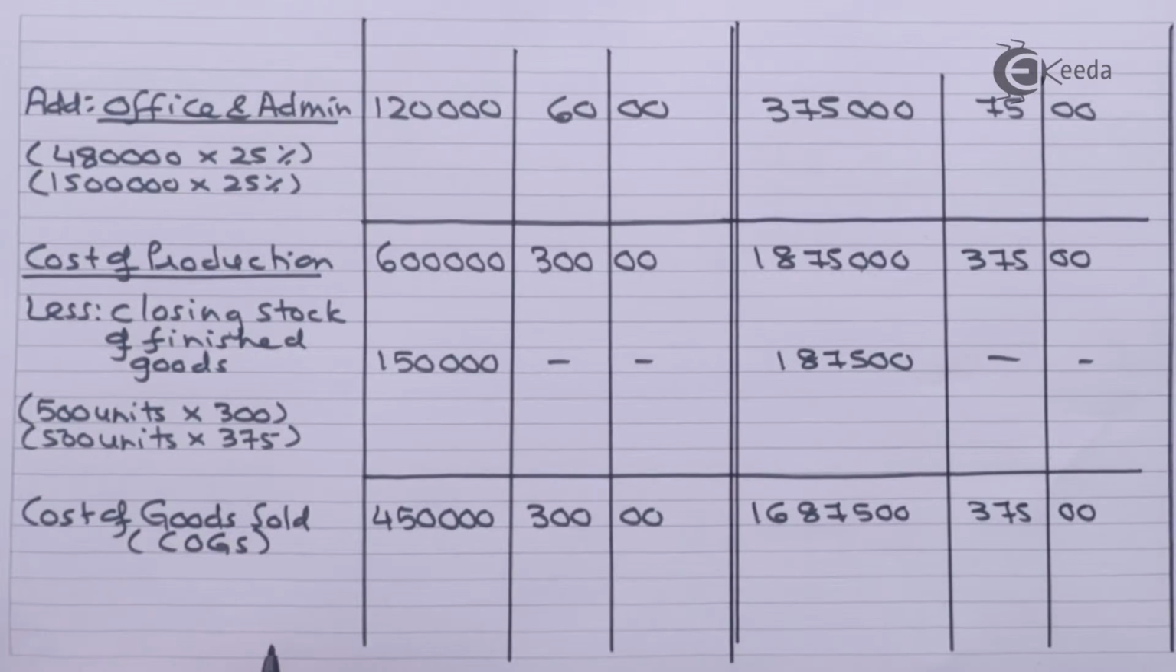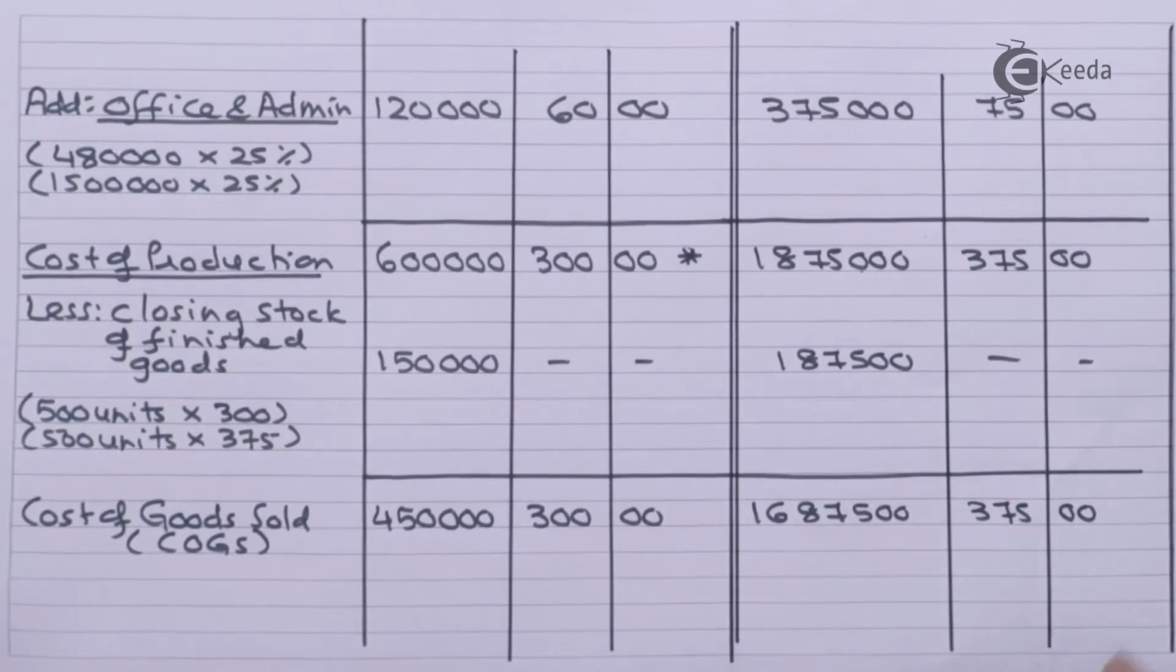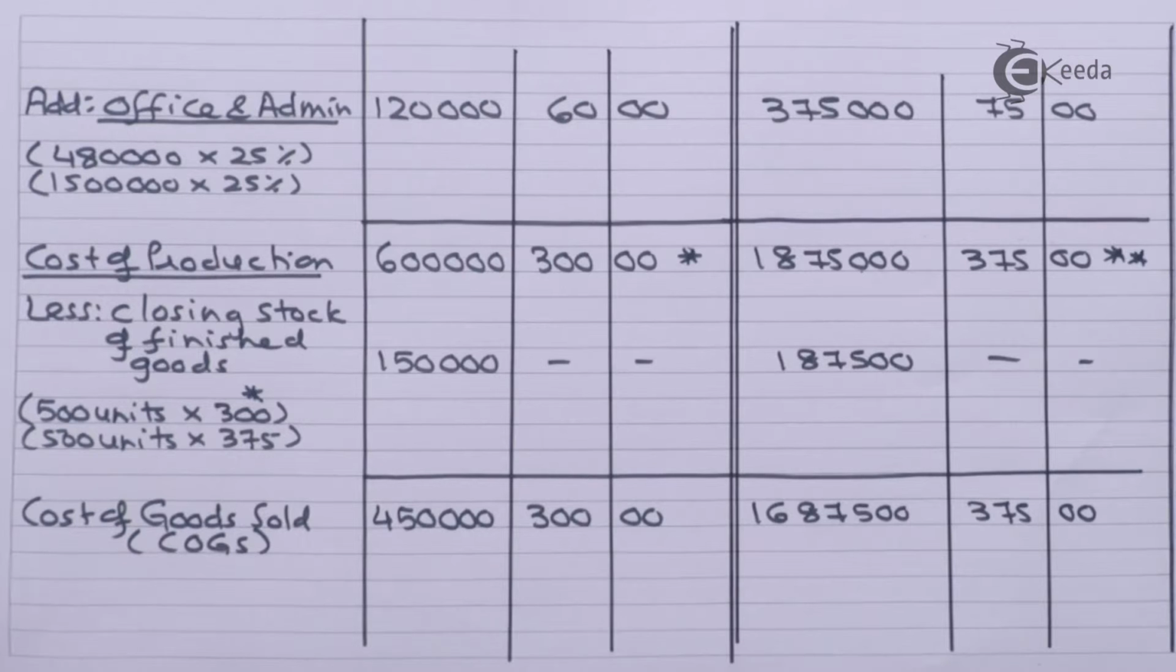So cost of goods sold in case of product A is 4,50,000 after deducting closing stock. In case of product B, 16,87,500. Closing stock is valued at current cost of production per unit. In case of product A, it is 300 per unit. In case of product B, it is 375. 500 units of closing stock of A are valued at 300 per unit. Closing stock of 500 units of B valued at 375, which comes to 1,87,500. So we got cost of goods sold 4,50,000 and 16,87,500.